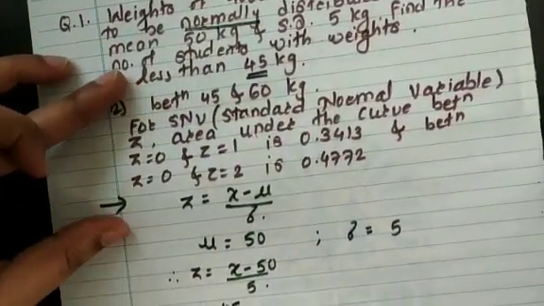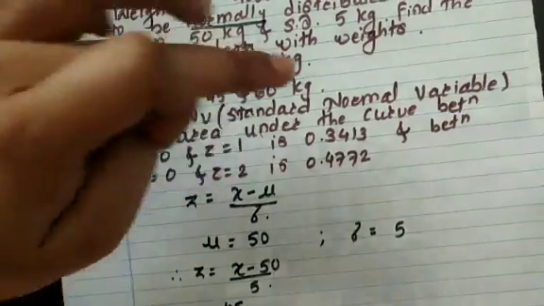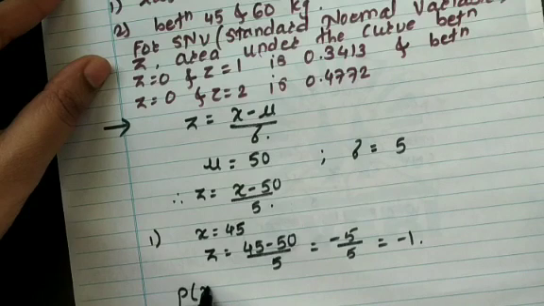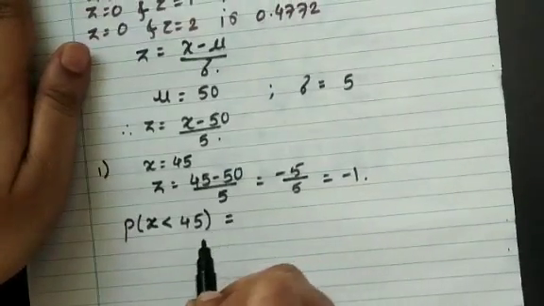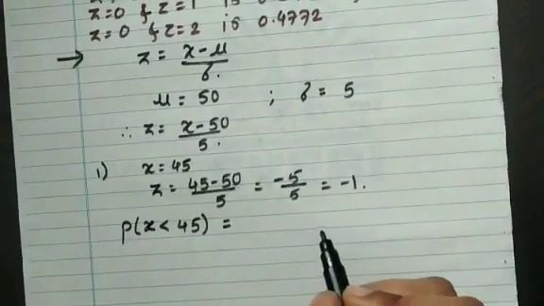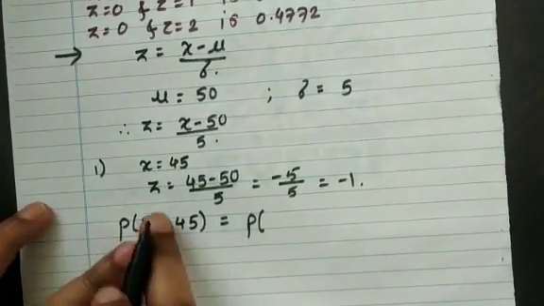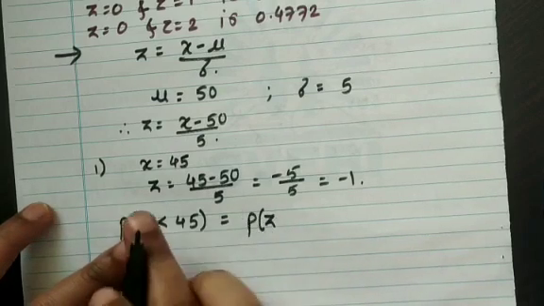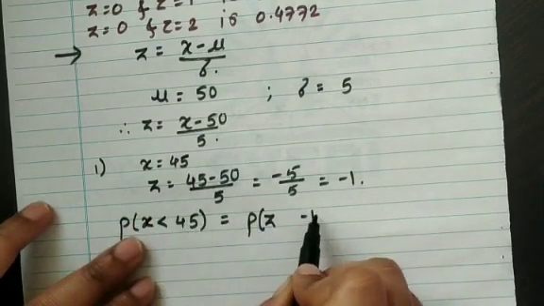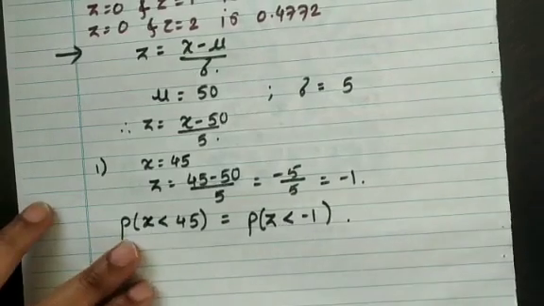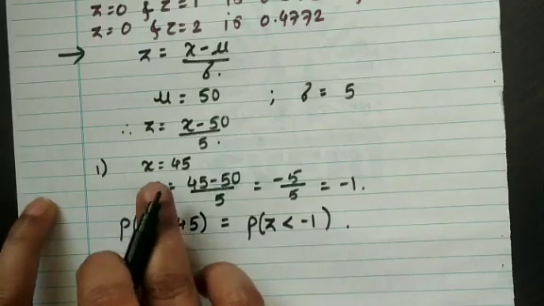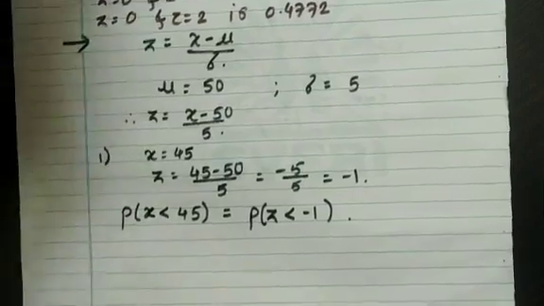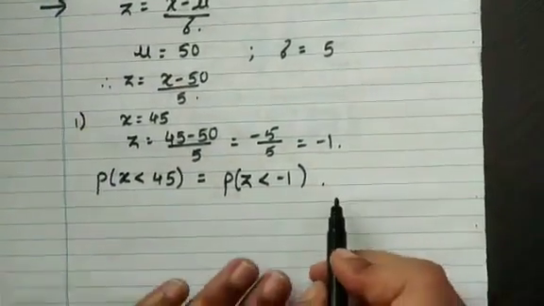Now we'll go to the question. It asks for less than 45 kg, that is the probability or area where x is less than 45, and we have converted it into z. So as x is converted to z, the corresponding z for 45 is minus 1 and there is a less than sign, so less than as it is. These two are totally equal. For the corresponding x there is z less than as it is, and for 45 z is minus 1.